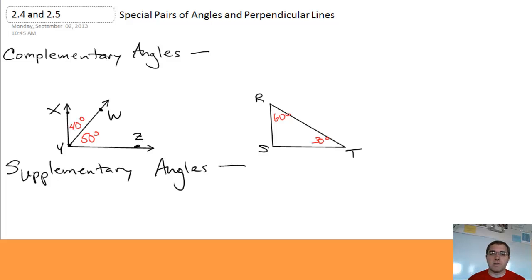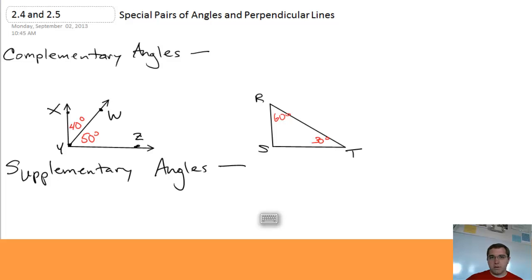This is the video for sections 2.4 and 2.5 on special pairs of angles and perpendicular lines. So first we're going to look at some special types of pairs of angles. The first pair of angles that we're interested in are complementary angles.